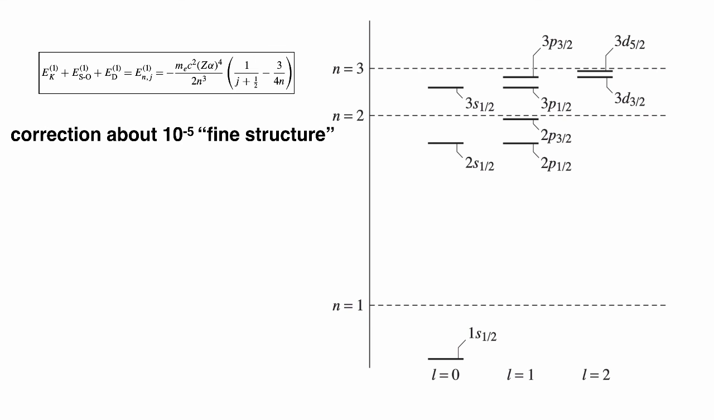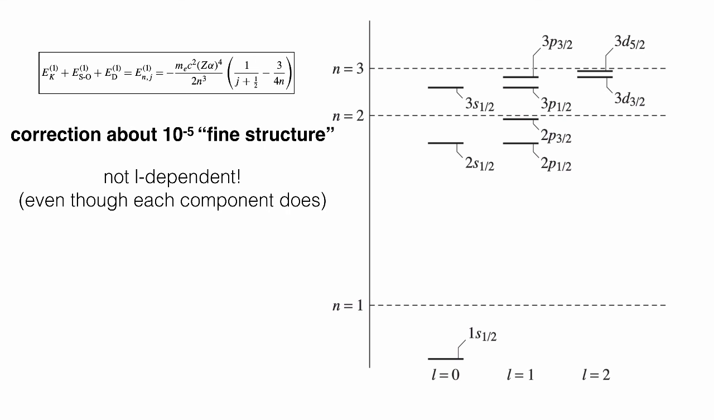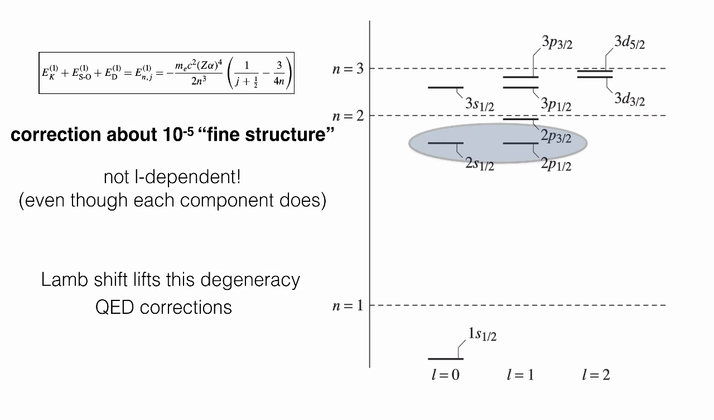And this has actually been demonstrated experimentally on the fine structure of the hydrogen atom. There's no dependence on L, which is very interesting because all three terms depend on L, but the sum of them does not.